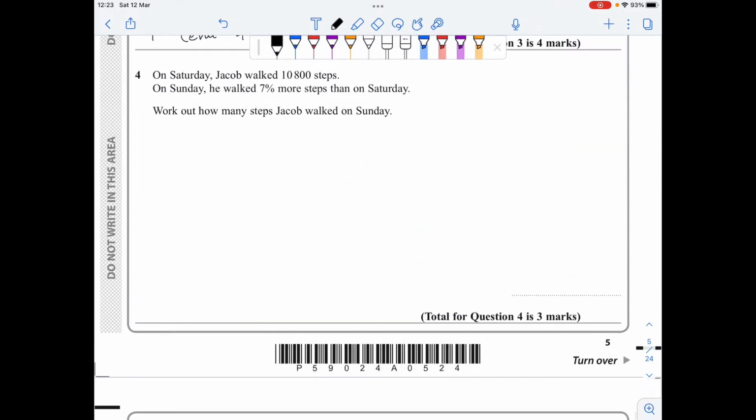In question 4, I have a percentage increase of 7%, which means that the multiplying factor is 107 over 100, or as a decimal, 1.07. So I'm going to have my initial value times my multiplying factor, and this will give me the final value, which is the answer I'm trying to find.